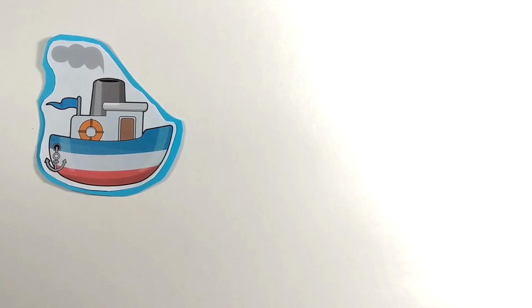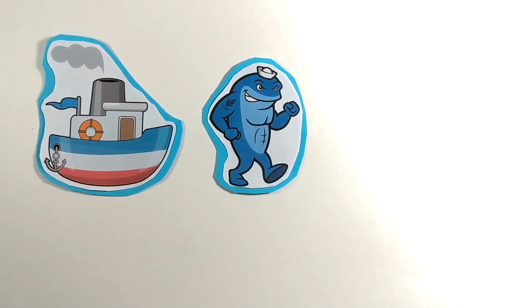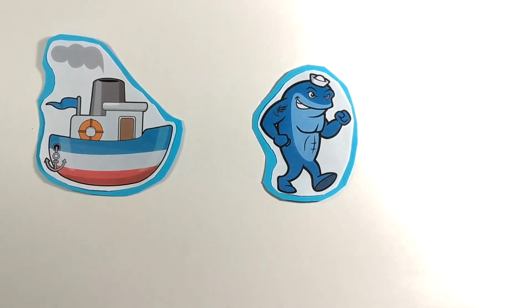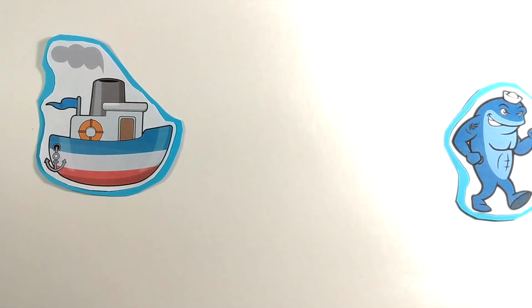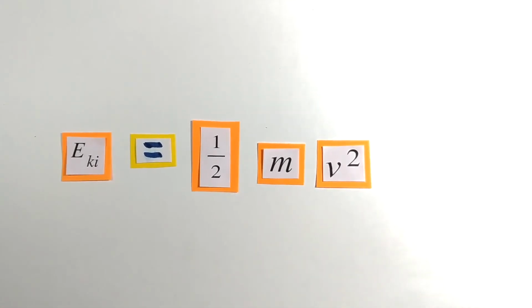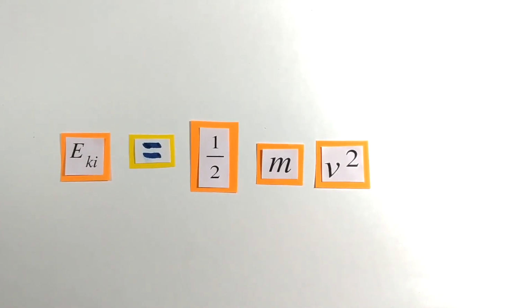First, let's picture what's going on. We have a whale, and he's trying to get away from this boat because he's really scared. Now we can write out our formula, but this time we'll have to work with initial kinetic energy and final kinetic energy in order to get the difference so that we can get our work done.